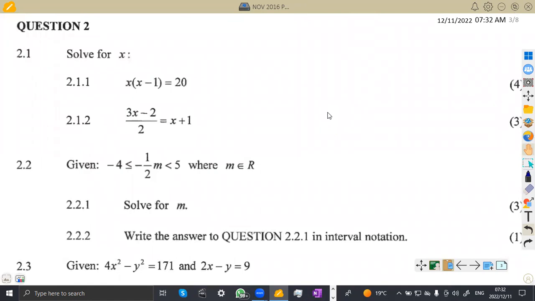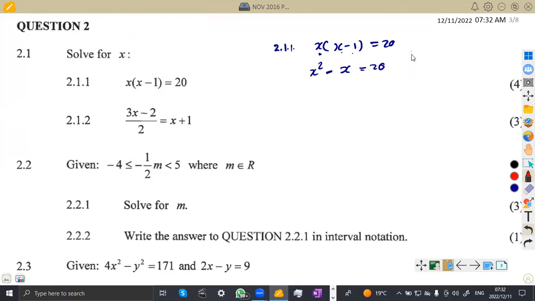All right, on question 2, we are given to solve for x, 2.11. We are given x into x minus 1 is equal to 20. All right, so when you are dealing with this type of an equation, it's very difficult for you to solve like that. Expand brackets, then you see the miracle later on. So it's x here and x, that is x squared, x and minus 1, that's minus x is equal to 20. So as you can see, the highest exponent is 2.